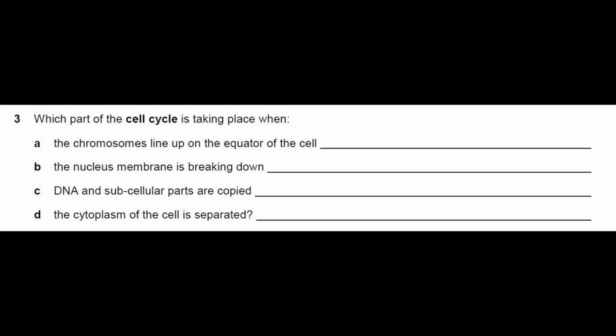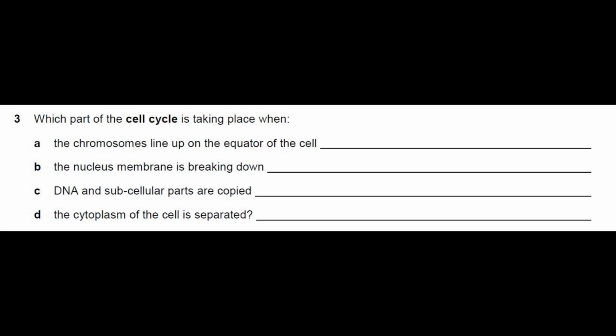Question B asked you which part of the cell cycle is taking place when the nucleus membrane is breaking down. Looking back at your diagram, hopefully you can see that that is prophase. That is the first stage of mitosis. That is when the nucleus breaks down and the spindle fibers first appear.